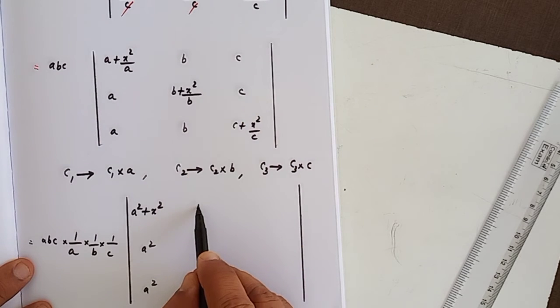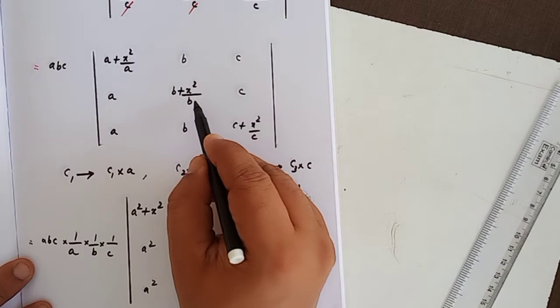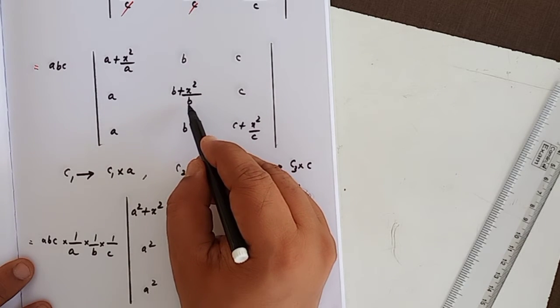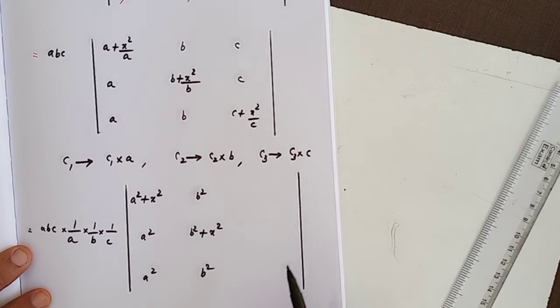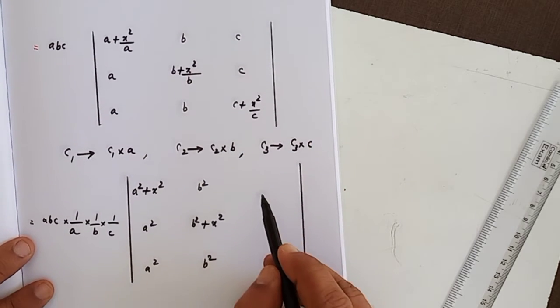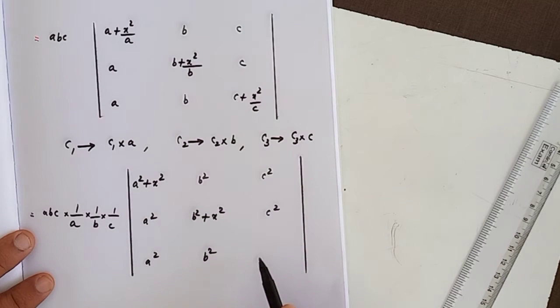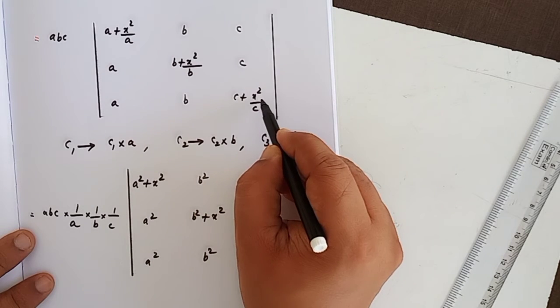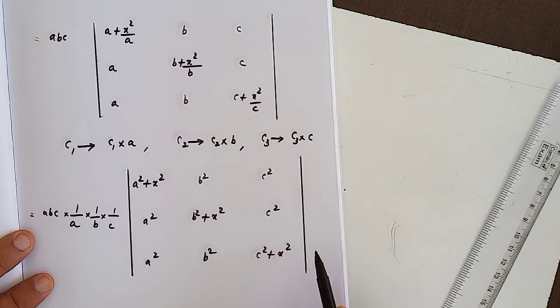B into B, B squared. Here also B into B, B squared. Plus, here also have to multiply it by B. B gets cancelled, only x squared. Here B into B, that is B squared. Next, multiplied by C, C squared, multiplied by C, C squared. So, C squared. Here also have to multiply by C, C into C, C squared, plus here also have to multiply by C. C gets cancelled, x squared.